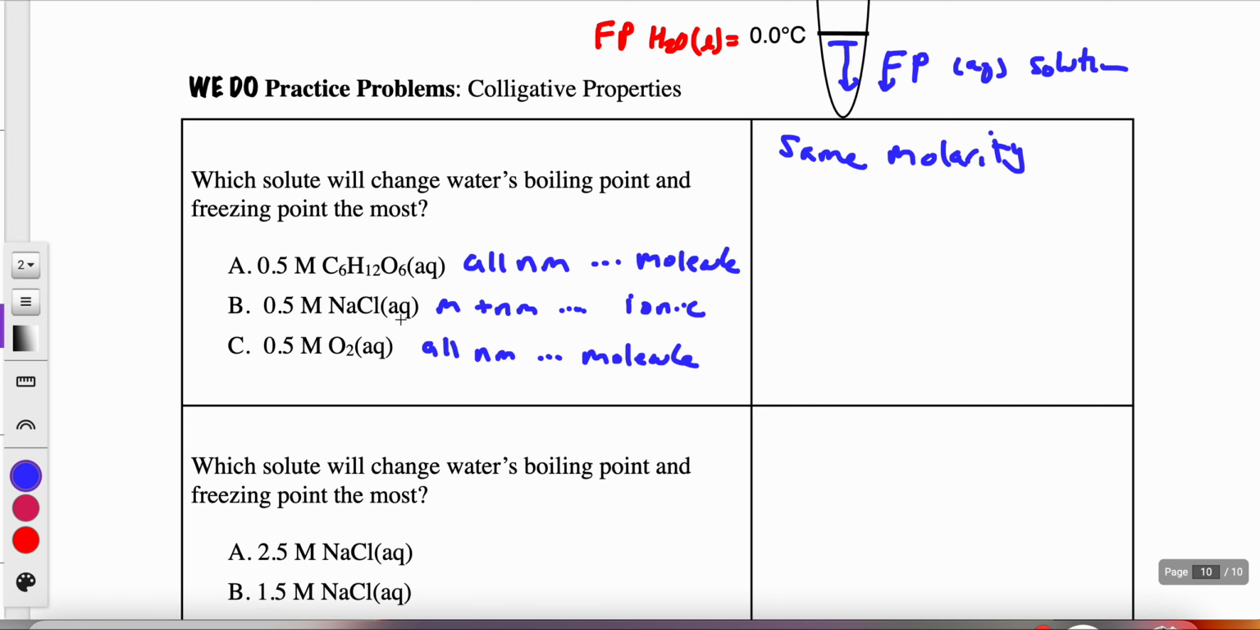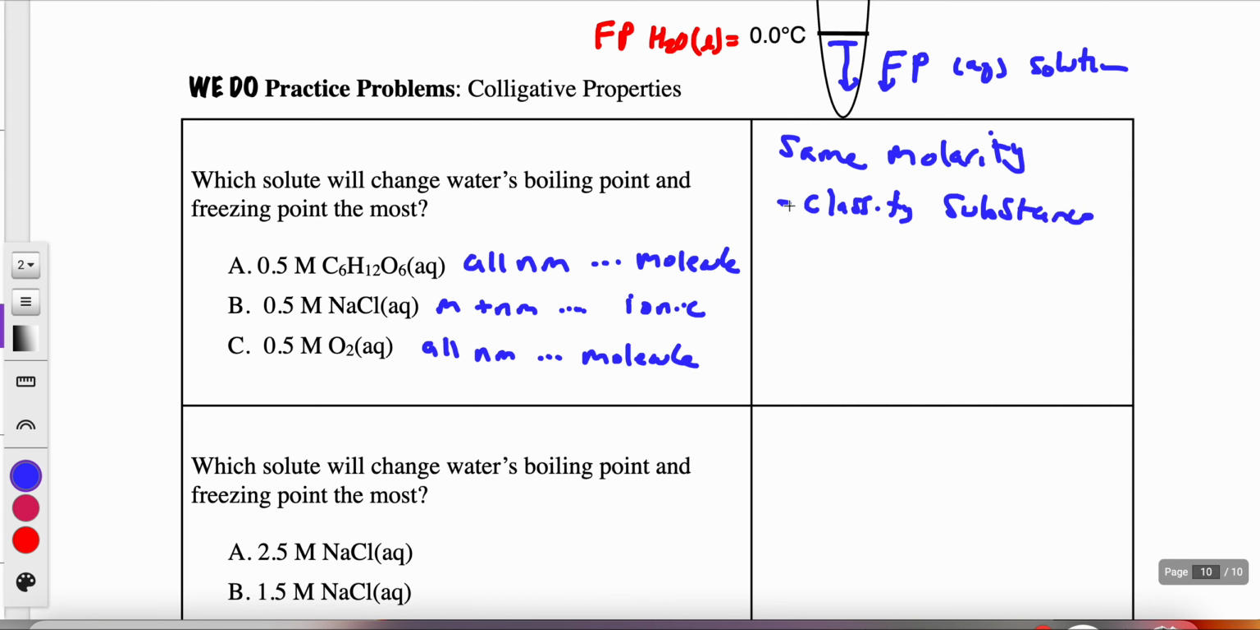When water dissolves an ionic structure, it rips it apart. So here we go. We have the same molarity. If that's the case, classify the substances.